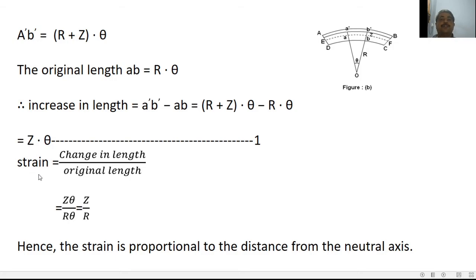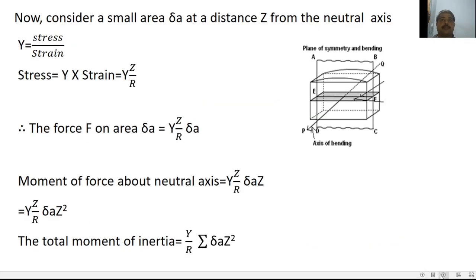From the definition of strain, we know that the strain is the change in length divided by the original length. So here the change in length is z theta and the original length is r theta. So here theta gets cancelled. So the strain is equal to z by r. Hence the strain is proportional to the distance from the neutral axis.